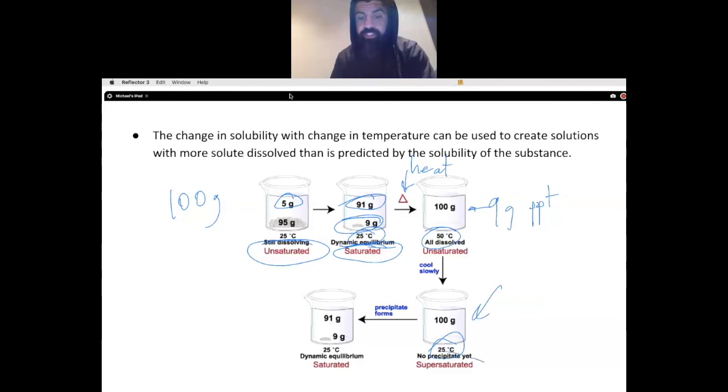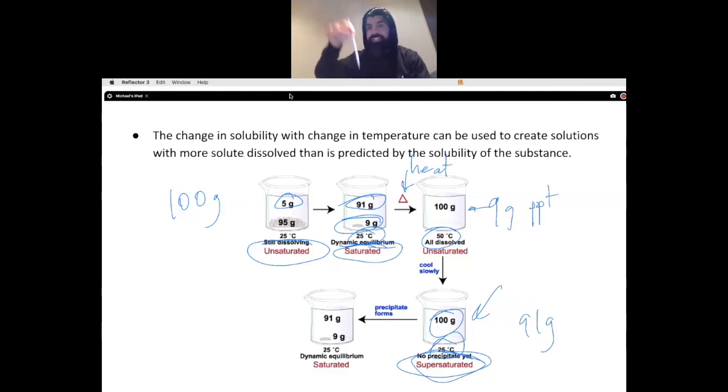All of a sudden, this is what's referred to as a supersaturated solution. Why? Because at 25 degrees Celsius, I can only dissolve 9 grams. How do I have 100 grams dissolved instead? That's because I've increased the temperature. I've caused all the 100 grams to dissolve. I lower the temperature slowly back to 25 degrees Celsius. At that point, we have a supersaturated solution.